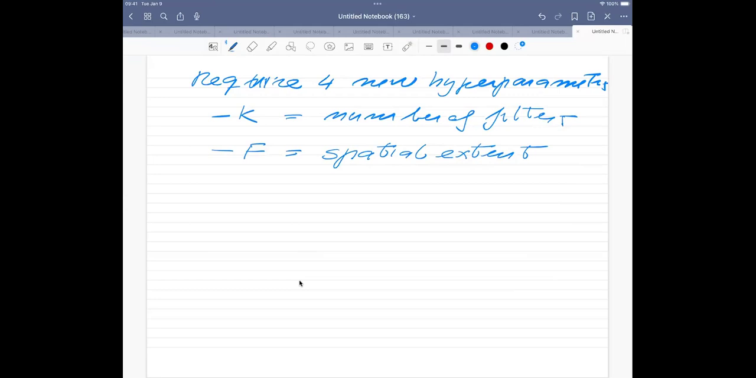So if the filter is a 3 by 3, F is 3. Then you need to define S, which is the stride. And then you need to define P, which is the amount of padding.